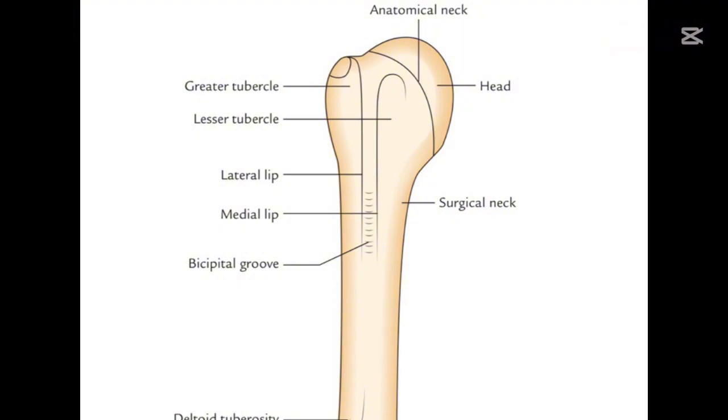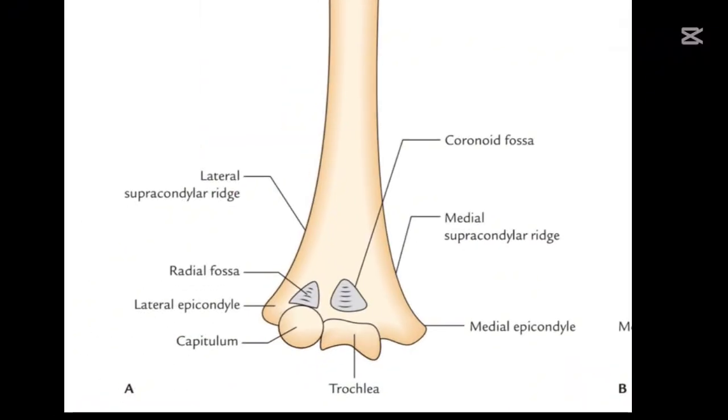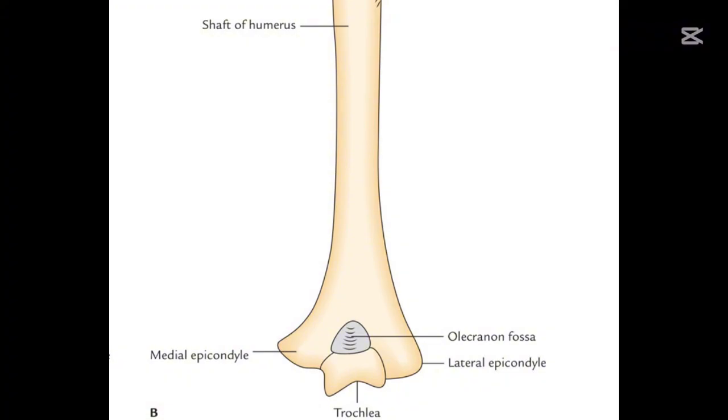Now for the lower end, what can you see? The lower end contains the capitulum, where the radius bone is attaching. You have the trochlea, where the ulna bone is attaching. You have the radial fossa, you have the coronoid fossa, and you have the medial epicondyle, which is very prominent. It is on the medial side. You can see it when you flex your elbow joint. It is the most prominent epicondyle of the humerus. The lateral epicondyle is not as prominent, and you have the olecranon fossa.